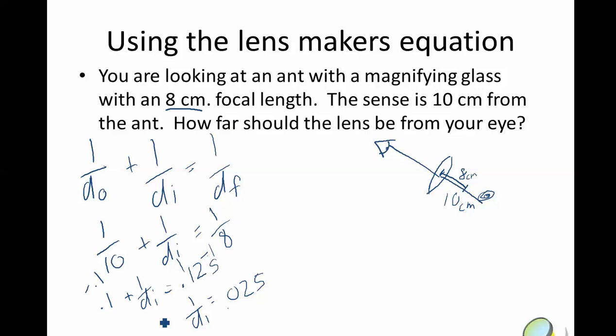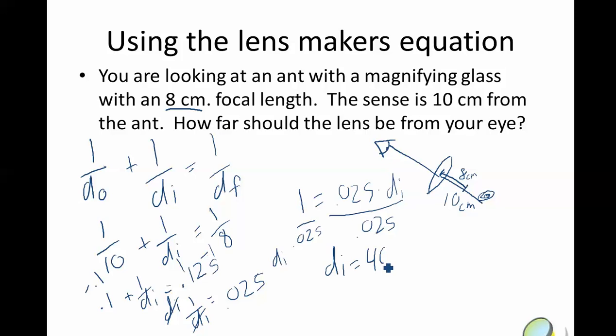Now here you do whatever your friendly neighborhood algebra teacher taught you to do. Mine taught me whenever you have a variable on the bottom, you multiply both sides by it to get it on top. So I'm going to multiply this side by d sub i, this side by d sub i. Now this goes bye-bye right there. You only have 1 left. So now we have 1 equals 0.025 times d sub i, or the distance to the image. I'm going to take this divided by 0.025, take that divided by 0.025, and 1 divided by 0.025, my magic little calculator tells me that it is 40.